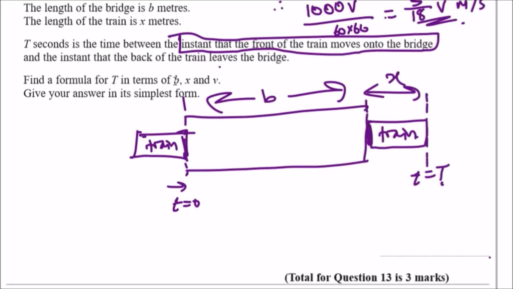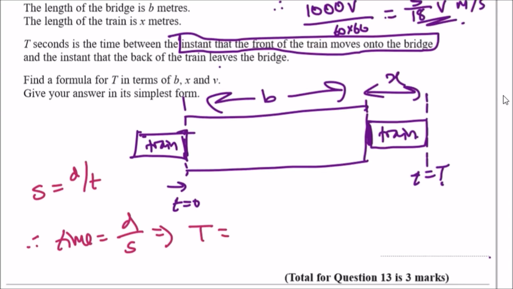So what do we want? Find a formula for T. So find a formula for time. That's what it means. Using the fact that speed equals distance over time, we can make T the subject. So we're going to have time equals distance over speed. Time is represented by a capital T. The distance is going to be B plus X, the total distance. And the speed is going to be 5 over 18 V.